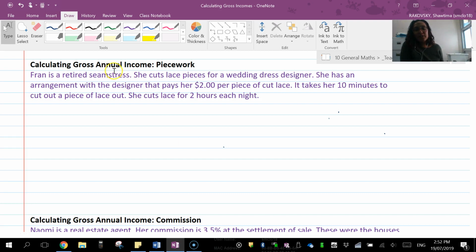So here we have Fran, a retired seamstress. She cuts lace pieces for a wedding dress designer. She has an arrangement with the designer that it pays her $2 per piece of lace, and it takes 10 minutes to cut the lace out.